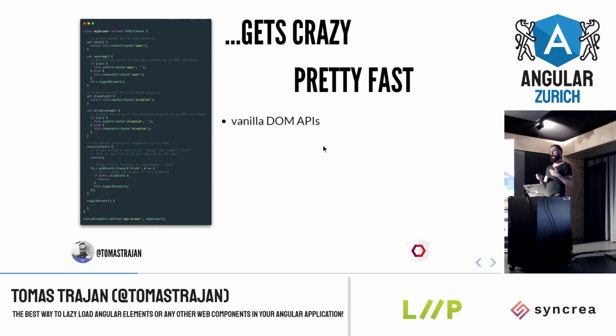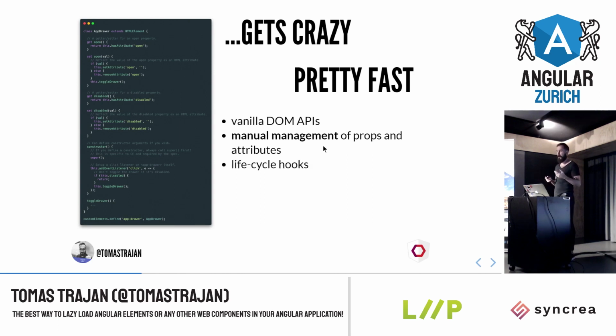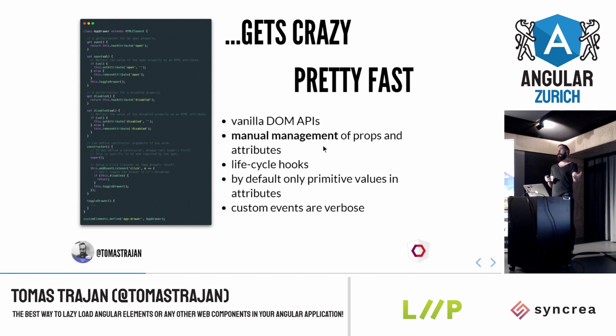The problem with this is, similar to the previous development of vanilla web applications, that it's a very low-level DOM API. We have to manually manage reflection of the properties and attributes because this is not handled for us. We have to manually handle lifecycle hooks and registering and deregistering of click events, so we don't get memory leaks. We can only pass in primitive values by default into attributes, so nothing like what we are used to from Angular, where we can pass in arrays of objects of arbitrary complexity. And if we want to notify the parent application, custom events can be pretty verbose compared to emitting an event on an output in Angular.